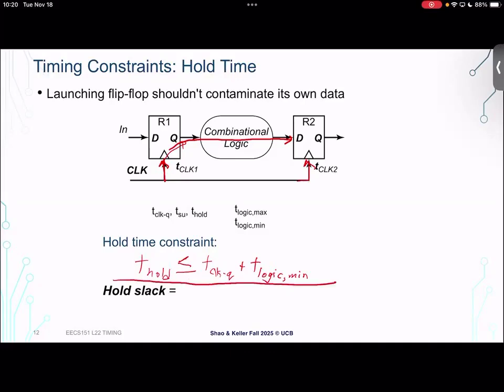So this is our hold constraint. Hold slack, once again, is just the difference when you subtract this inequality. So we could, again, define it as the difference of the two sides: T clock to Q plus T logic min minus T hold. Positive slack means that this term in parenthesis is larger than the hold time, and so you've met the constraint. Negative slack means you've failed the constraint.